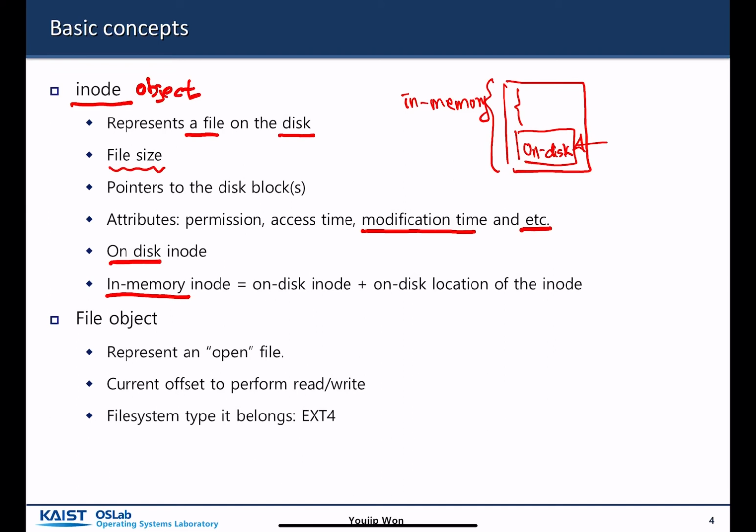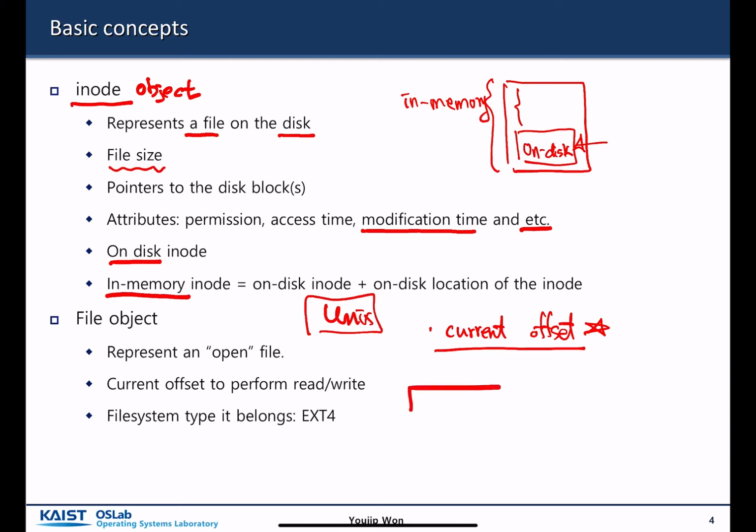A file object represents an open file. In Unix, when a file is opened, the operating system defines a current offset. This is one of the most important concepts in modern file systems. The current offset denotes the position within a file where the read or write system call has to be applied.